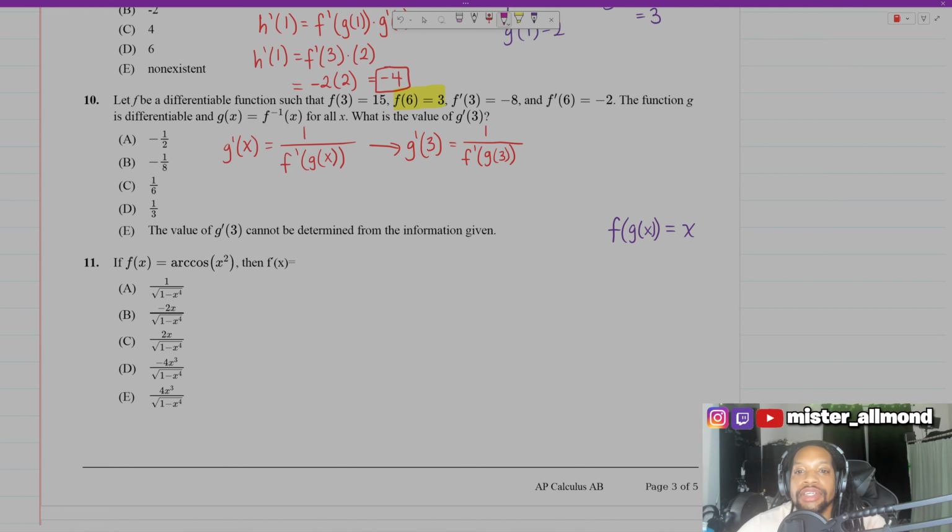So if f of 6 is 3, I'll draw a little arrow. What that means is that g of 3 must be 6, if f and g are inverses of each other, which they are.